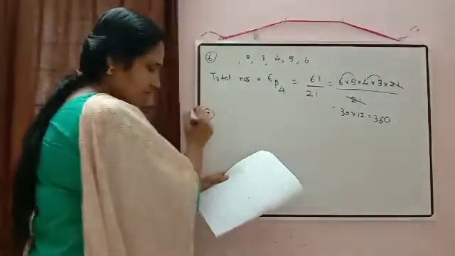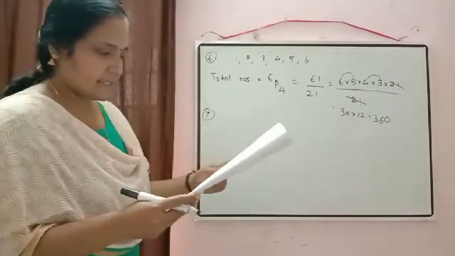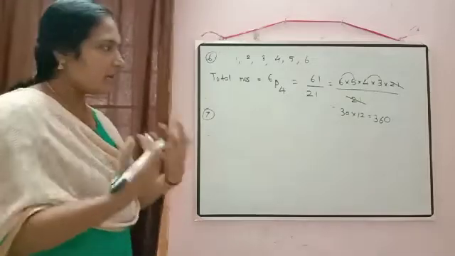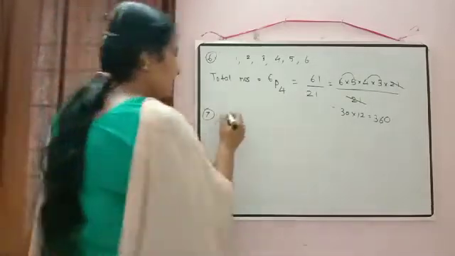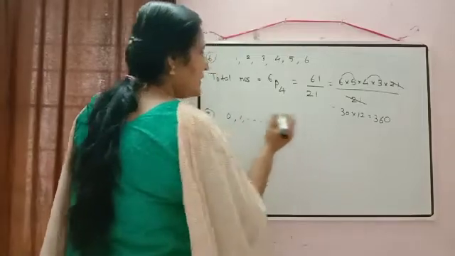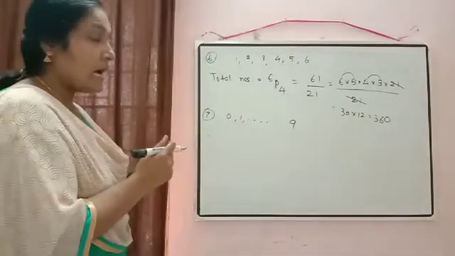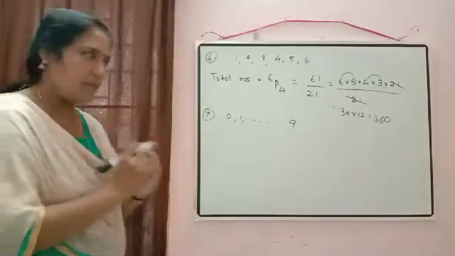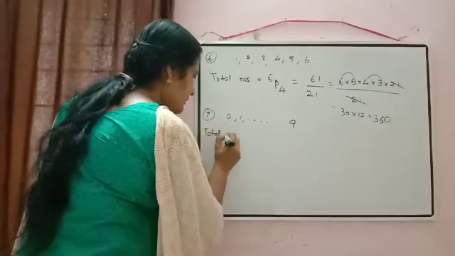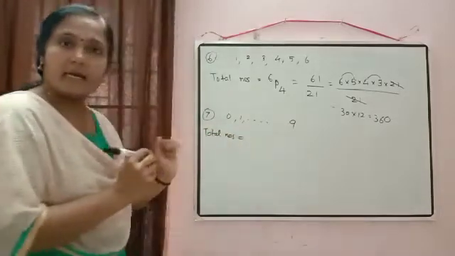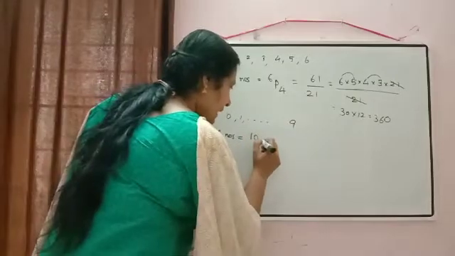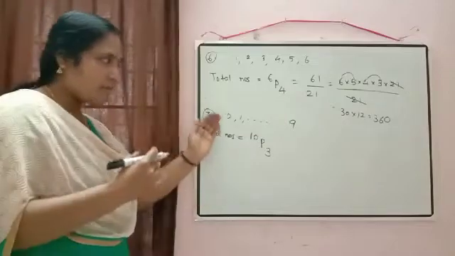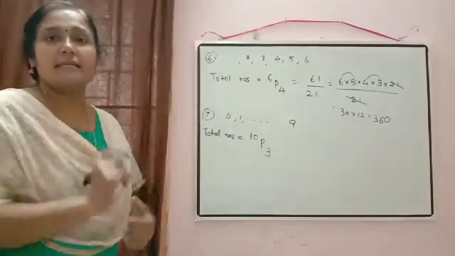Question number 7 is, how many 3-digit numbers are there with no digit repeated? We need 3-digit numbers. Where are the numbers with us? Yes, we have the numbers from 0 to 9. So total how many numbers we have? 10 numbers we have there. And we need a 3-digit number only. So at a time we will take how many numbers? Yes, we will take only 3 numbers. So what will come here? 10p3.